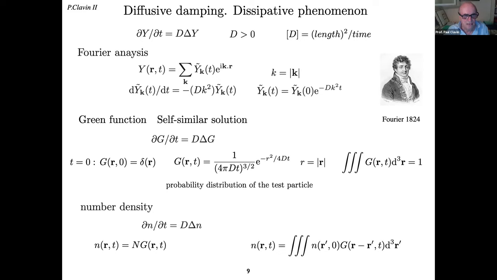And for any initial profile of density, you obtain the general solution by using what is called a Green function, with this kind of composition. This is a general result in applied math that I will not discuss longer, but it just tells you how the diffusion equation describes a relaxation process.